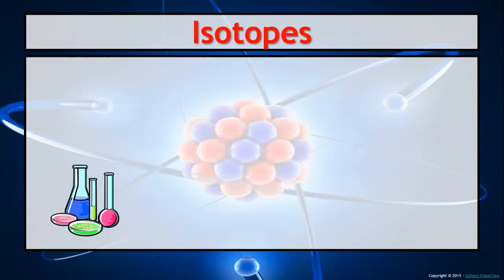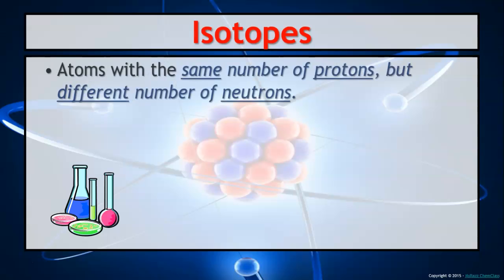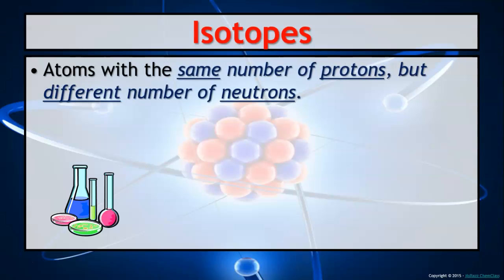Now, I've mentioned isotopes a couple of times over the last couple of days. So isotopes are atoms with the same number of protons but different number of neutrons. So they're atoms of the same element. We know that because they have the same number of protons. But they have different numbers of neutrons, so they have different masses, because when we add the protons and neutrons together, we get different numbers.